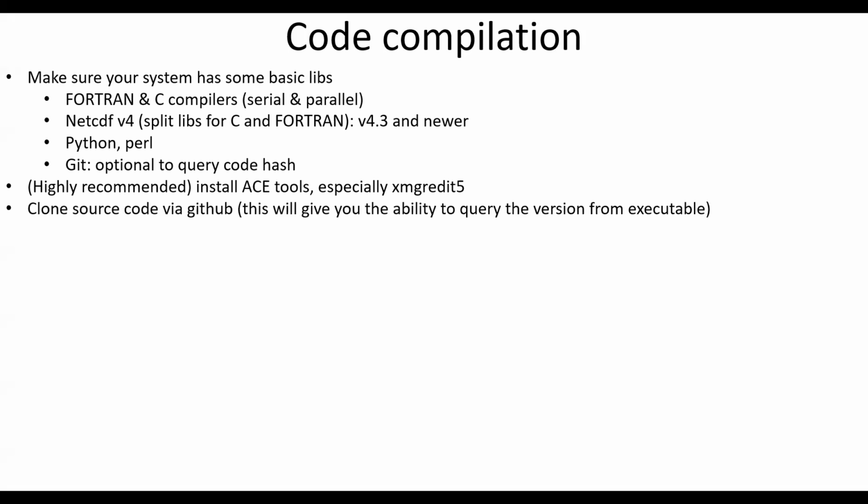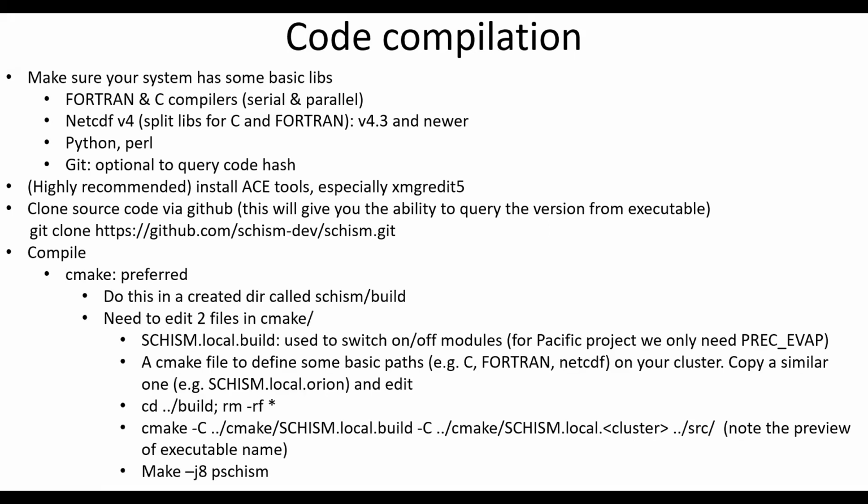So first, you clone your Schism source code from the GitHub, right? So this is a clone command. So this is relatively straightforward. And then you try to compile the code. There are two ways to compile the Schism. One is the preferred way, which is CMake, because we are starting to couple with many other models and libraries. So CMake makes things more streamlined. So this is a preferred approach.